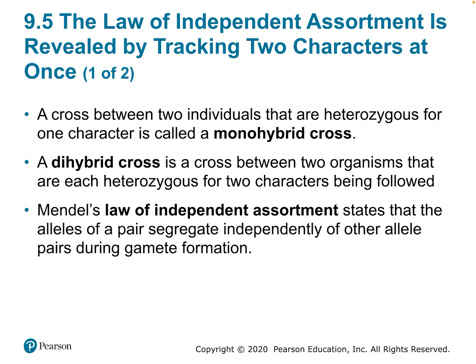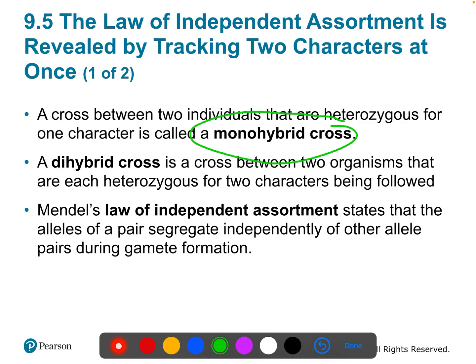Where we left off in the end of the first section, we had looked at monohybrid crosses. And remember, monohybrid crosses are crosses between two individuals that are heterozygous for only one character. Today we're going to be looking at dihybrid crosses, which are crosses between two organisms that are heterozygous for two characters. So we're going to be actually looking at this relationship between two different characters and see what the chances are that you would end up with different combinations of those two characters.